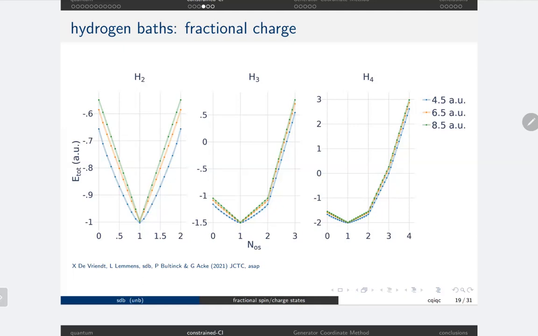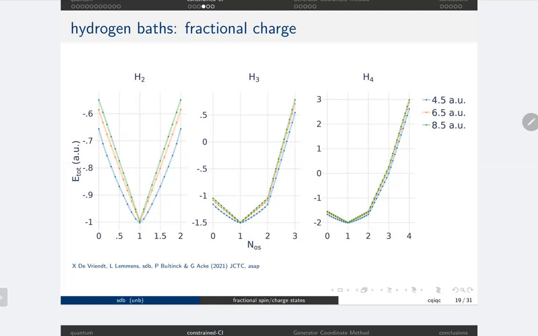The NOS is the number of particles that I put on the left-hand side, for 4 different dissociations. Okay, so for different distances between the two systems: 4.5 angstrom, 6.5, and 8.5. So as I'm going from blue over orange to green, the system becomes much more dissociated, and theory tells us that we should go to a piecewise linear behavior. And lo and behold, this is actually exactly what you get, right?